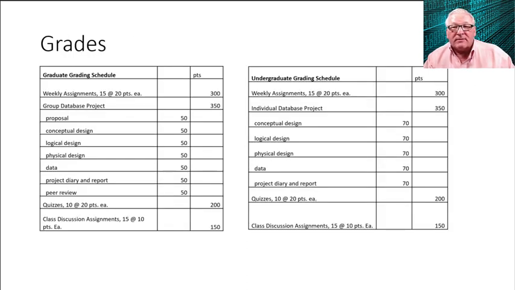Grading's covered in the syllabus, so just briefly, there are 4 basic grade components. First is weekly assignments. These are exercises due each week. That's 30% of your grade. There's a weekly discussion with questions totaling 15% of your grade, 10 quizzes, that's 20%. There's a semester-long project for a total of 35% of your grade.